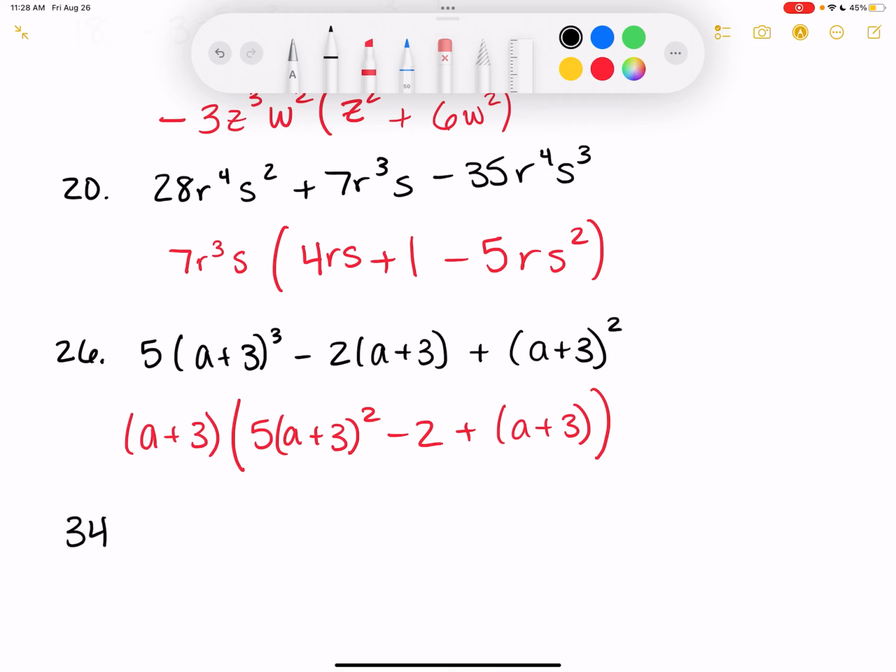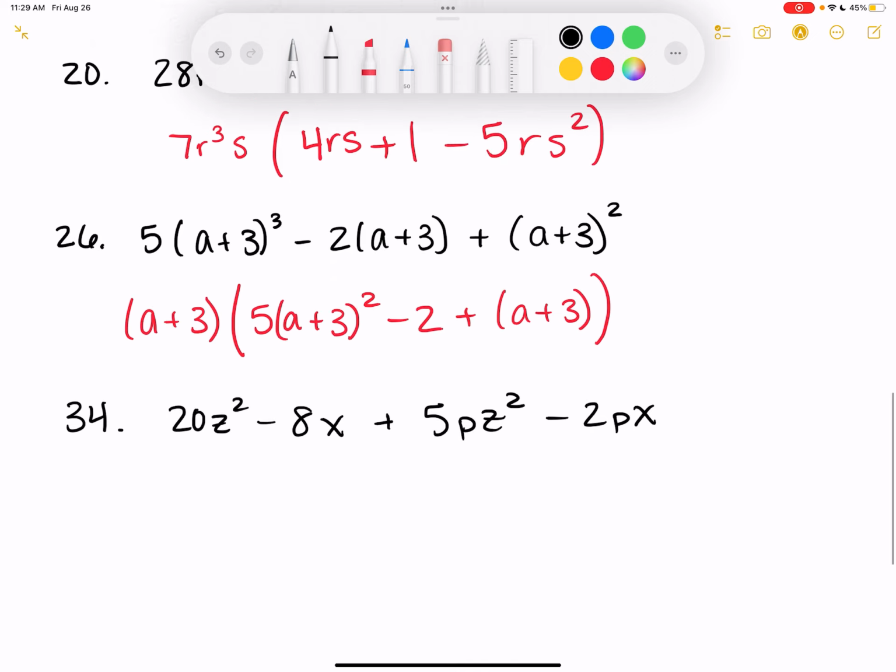Okay. Factor each polynomial by grouping. So, 34. 20z squared minus 8x plus 5pz squared minus 2px. Whoa. Hold on. There's just a lot going on right now. Is that like the same thing as 20? Well, you're factoring by grouping, so we're taking something out of these and then something out of those. Yeah, I know how to do that. I'm going to do this one, okay? All right. Go for it.